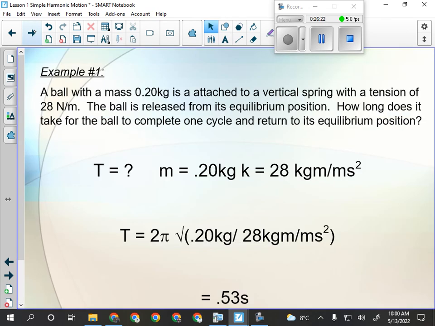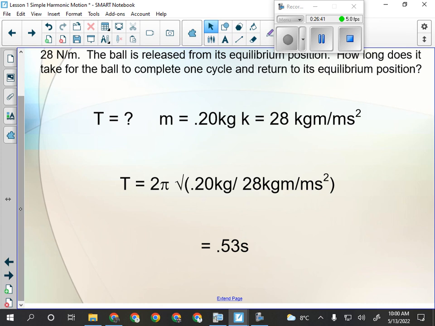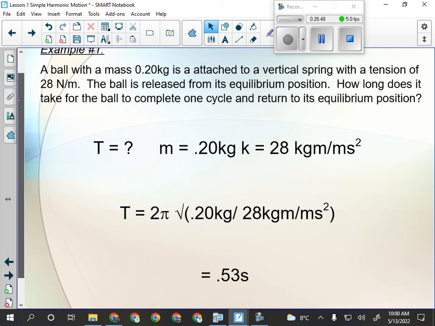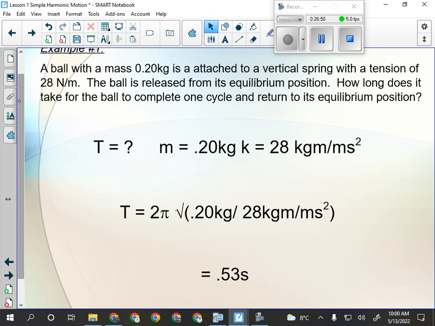So if I had a problem like this one where I had to calculate the period of a mass on a spring, obviously using the formula itself is pretty straightforward. I just plug in the numbers: 2 times pi times the square root of 0.2 kilograms divided by 28 newtons per meter. And then we would get 0.53 seconds as our period there. So this would be for a mass on a spring. The mass would be 0.2 kilograms. The spring constant would be 28 newtons per meter. Okay, we release the ball and it just oscillates back and forth.